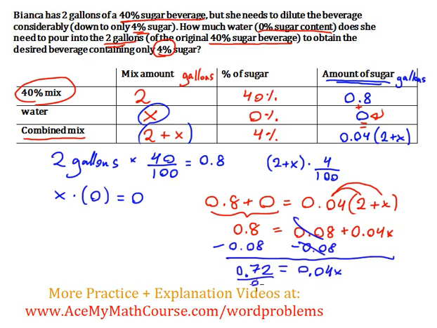Wonderful. Now, let's just divide both sides of the equation by 0.04. And X will be 0.72 divided by 0.04, which gives us 18. So we need a total of 18 gallons of water in order to bring the percentage of sugar in the mixture down to 4%. That makes sense, right? Because there was a lot of sugar before. So that's it. The answer is 18 gallons.